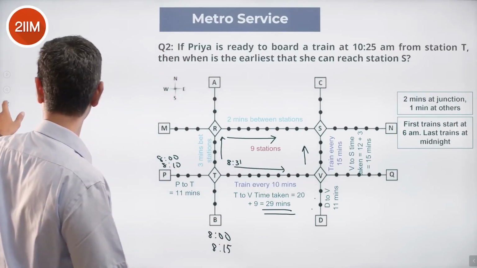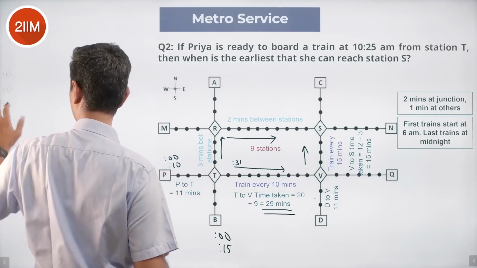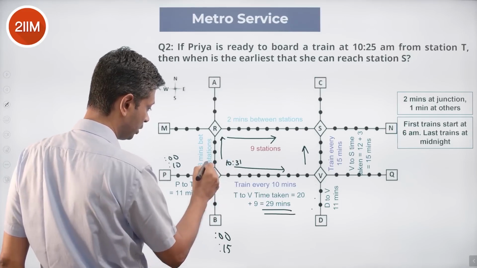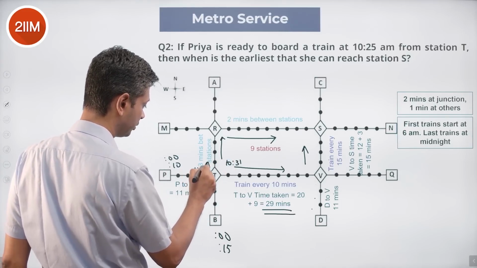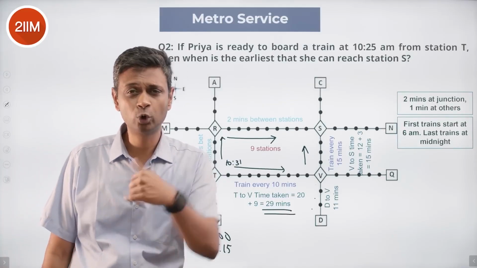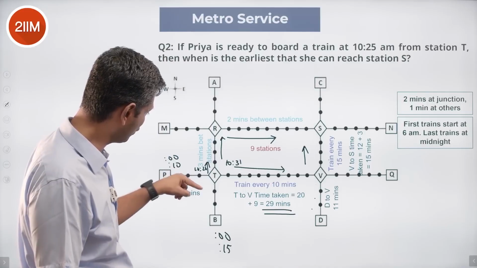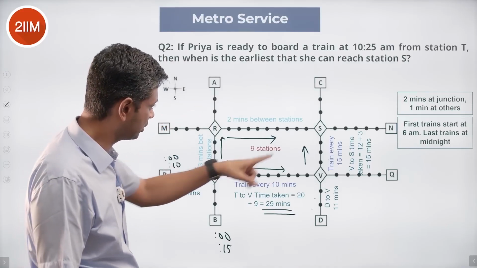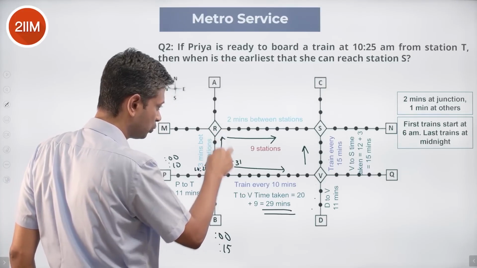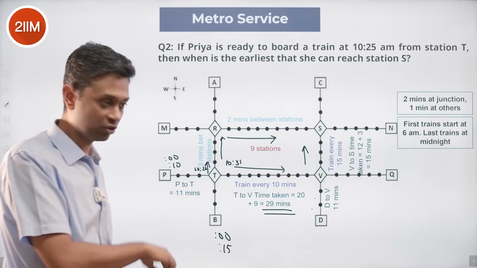I've written 8. I'm going to remove that and simplify that for myself. 10:31, whereas this axis is 10:26. 10:26 seems juicier, so I'm going to go with that. I'm going to start with that. So with the 10:26, this stretch takes 15 minutes. Why? 4 into 3, 12, plus 3 waiting times, 15 minutes.